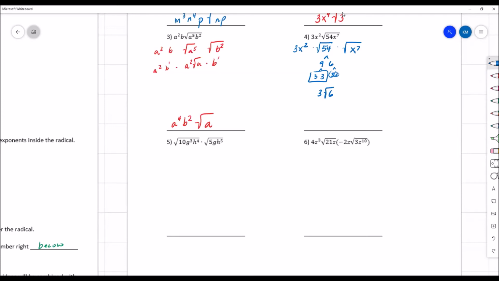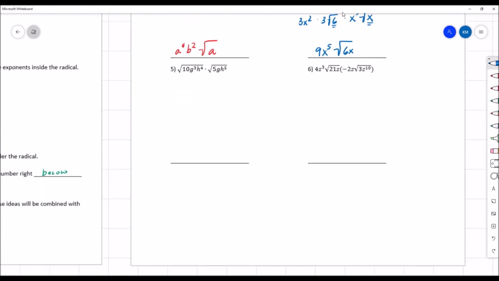x to the 7th, I have 3 pairs of x's, because x to the 7th divided by 2 is 3.5. So 3 and an x remaining. And then we had the 3x squared from the beginning of the problem. So now outside times outside, 3 times 3 is 9. x squared times x to the 3rd is x to the 5th. Inside times inside, radical 6, radical x gives us radical 6x.